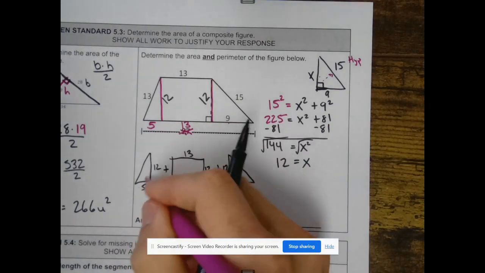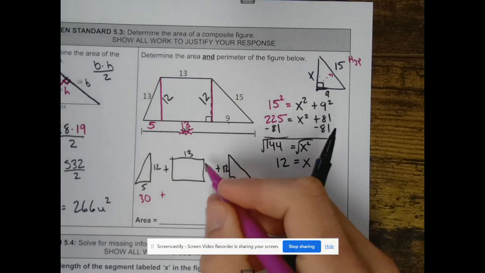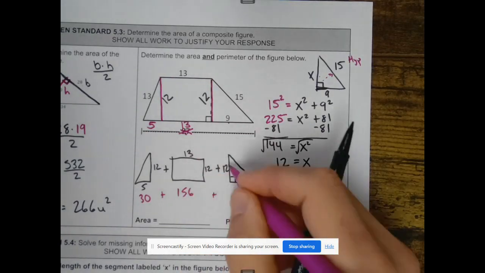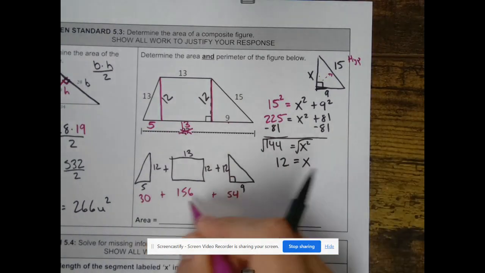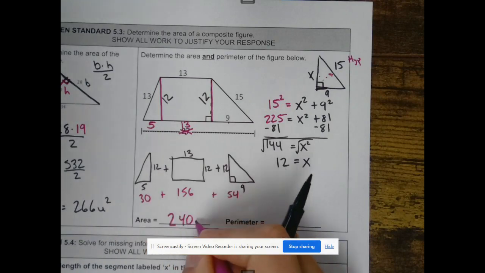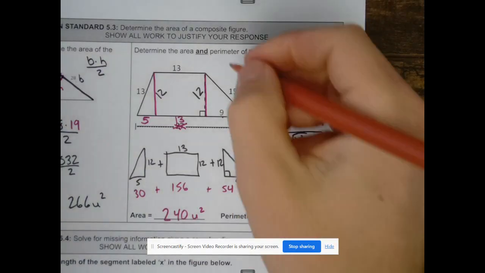5 times 12 divided by 2 is 30. 13 times 12 is 156. 12 times 9 divided by 2 is 54. Add those three together, and you are going to get 240 units squared. Now, that's our area. Our perimeter is the distance around.